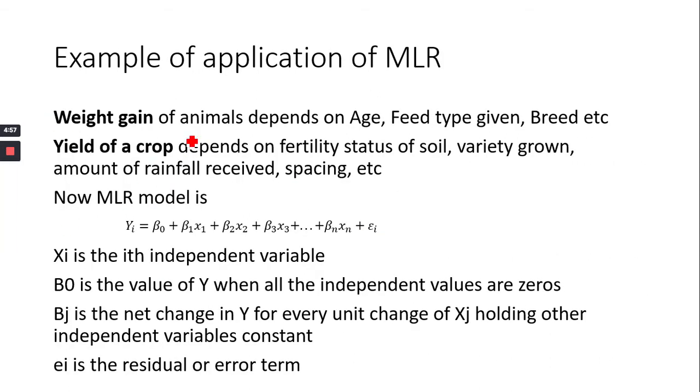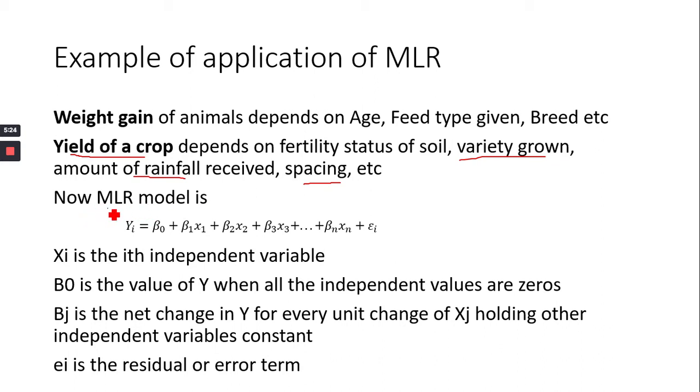So I have a couple of examples here. Weight gain of animals depends on age, feed type given, breed, and so on; that could be a candidate for multiple linear regression. Crop yield depends on fertility status of soil, variety grown, amount of rainfall received, spacing, humidity, temperature, and so forth. All those factors will affect crop yield.